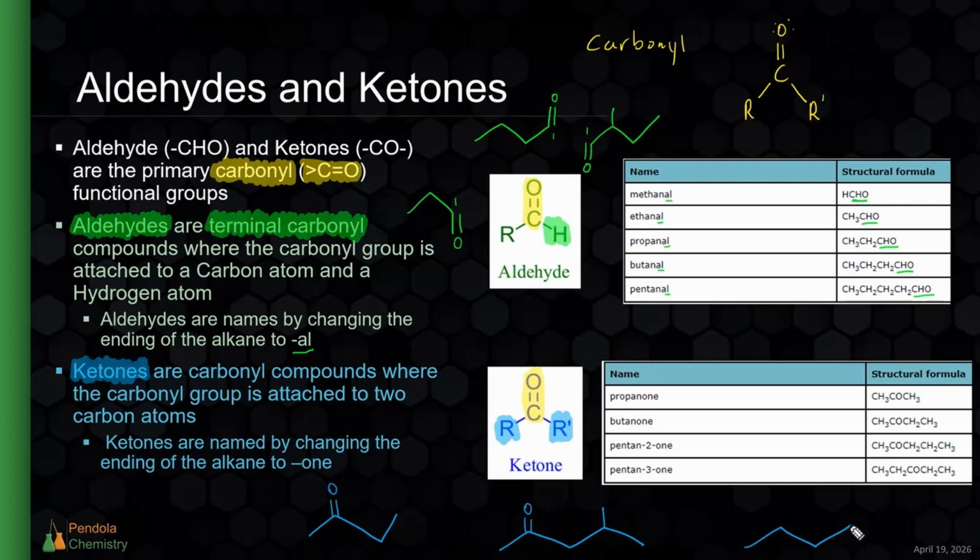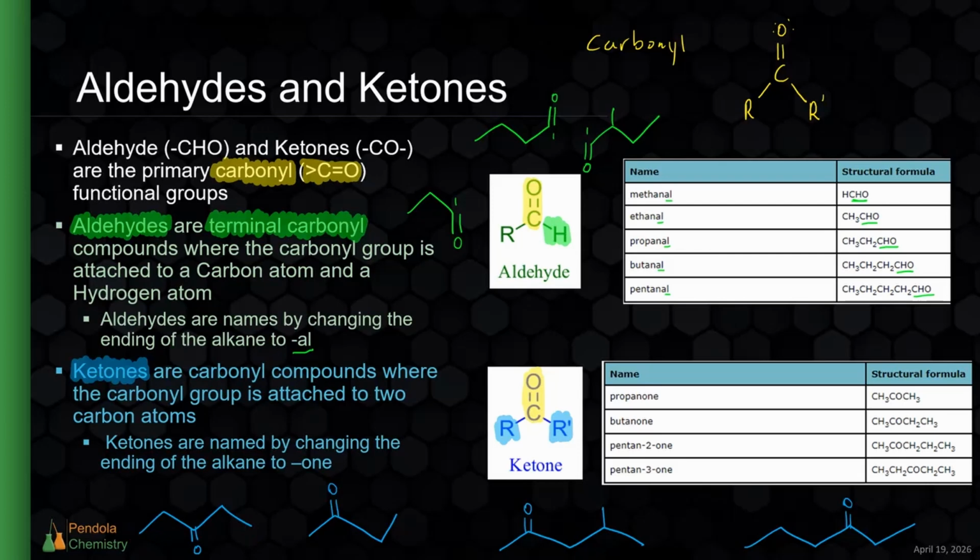We could have a branch there and still have a ketone. We could have the ketone further into the chain if it's longer. We could have the ketone smack in the middle of the chain. The only place we cannot have the ketone is at the very end of the chain. These carbons could not have the carbonyl group on them, because that will make it an aldehyde, not a ketone.